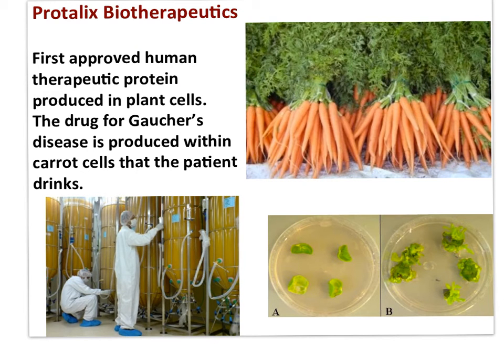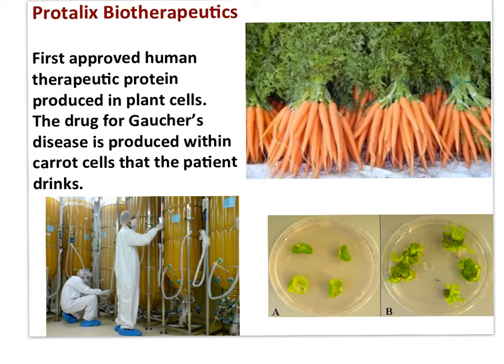The first approved human therapeutic protein produced in plant cells is the drug for Gaucher's disease, and it is produced within carrot cells that the patient drinks. And that brings us to the end of drug therapy from transgenic organisms.